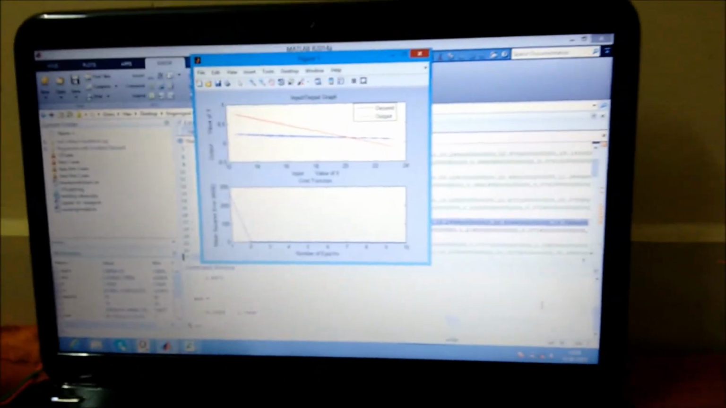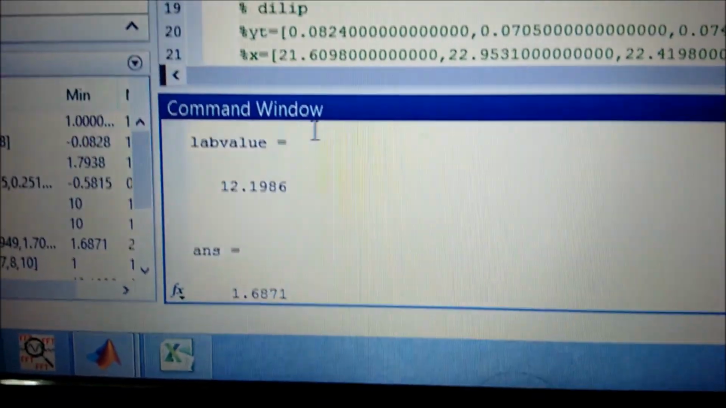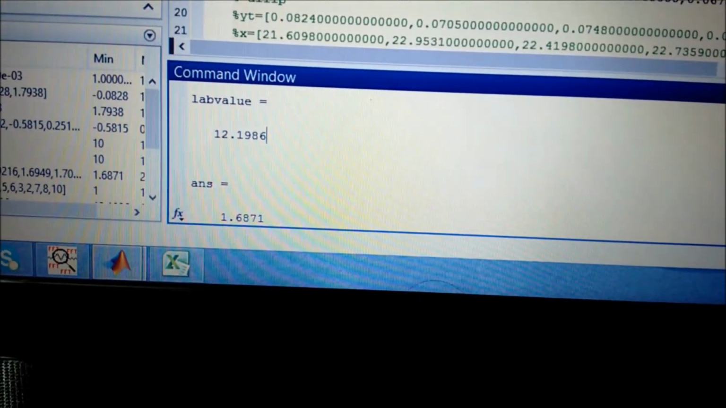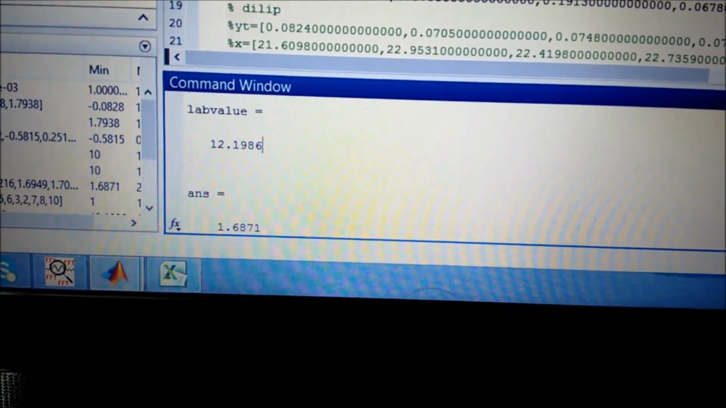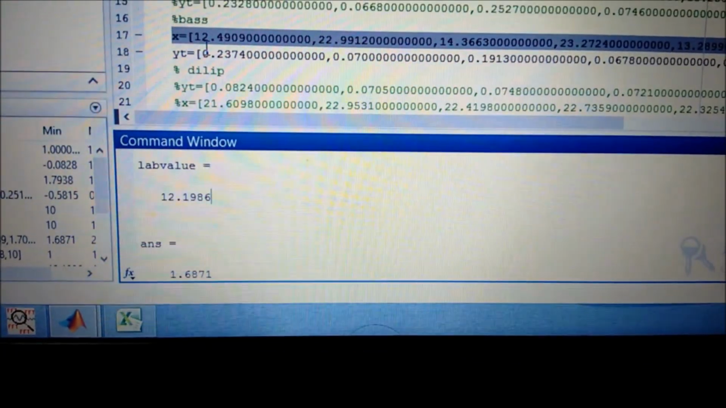The output for the patient which we have taken will be 12.1956, which will be displayed in the command window. This is the hemoglobin value of the patient. With this method, we can easily determine the hemoglobin value for patients. Thank you for listening to us.